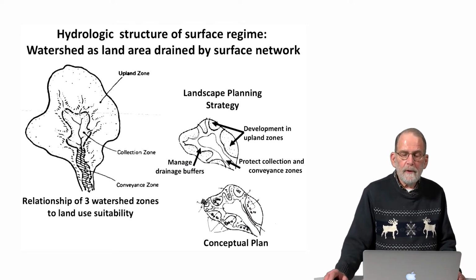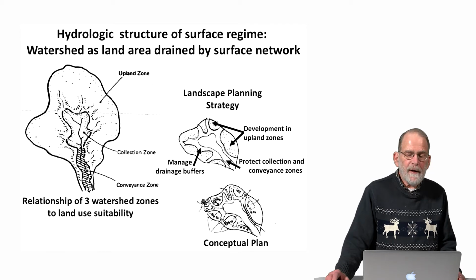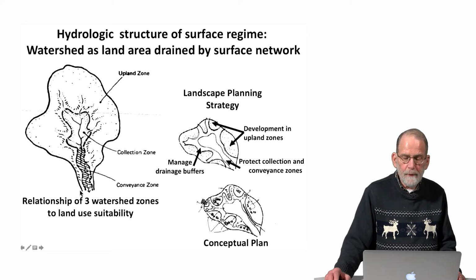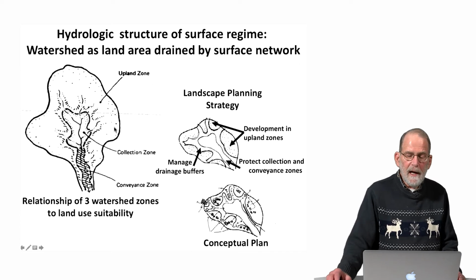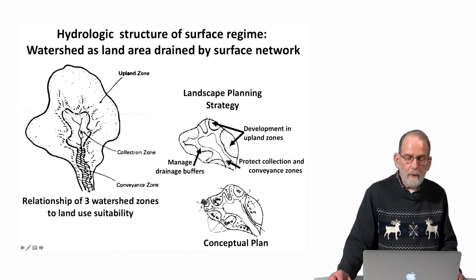Hydrologic structure of the surface regime is the watershed area that is drained by a surface network. We can talk about the relationship of three watershed zones to land use suitability. We have this outlet, this hydrologic network of streams flowing through the landscape.